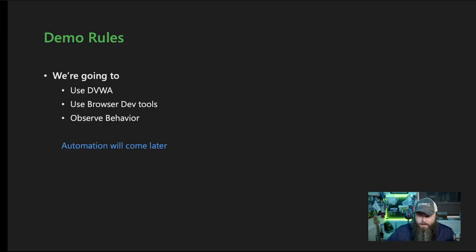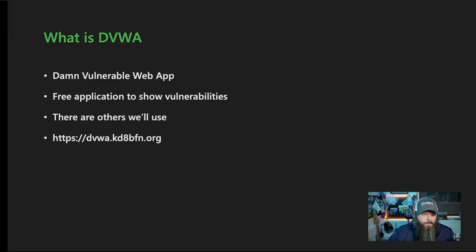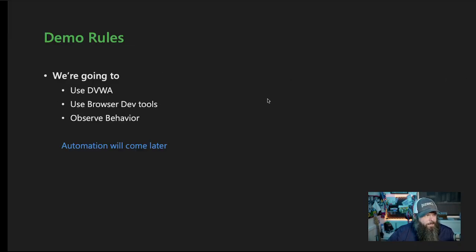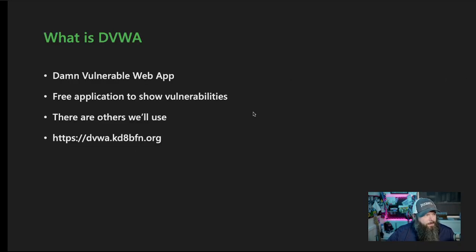So I'm going to give a quick demo. In the demo, I'm going to use DVWA. I believe we talked about that briefly. It's Damn Vulnerable Web App, and I'm only going to use browser dev tools. It's probably going to be a little hard to see as we go through it. DVWA is a free application that can show vulnerabilities. We'll use another one, Juice Shop. The nice thing about it is that it is intentionally vulnerable, so it gives us a good playground to use.